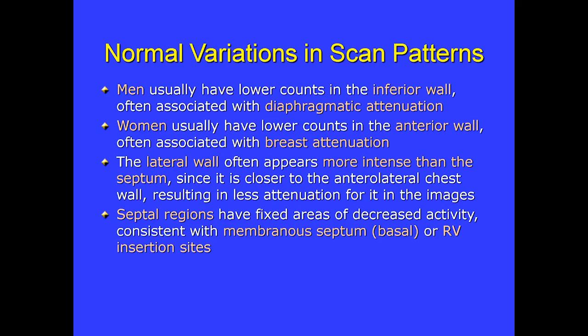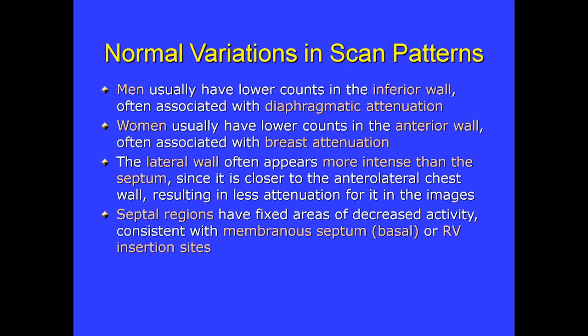For example, in men, we tend to see lower counts in the inferior wall. And usually that's associated with diaphragmatic attenuation. In women, there's a tendency to have defects more in the anterior wall. That's often associated with breast attenuation. In general, often the lateral wall may appear more intense than the septum, and that's because if you think about it, the lateral wall of the myocardium is closer to the rib cage, and the septum is more deep inside the rib cage, so there's more attenuation of the septum, leading to higher counts on the lateral wall.